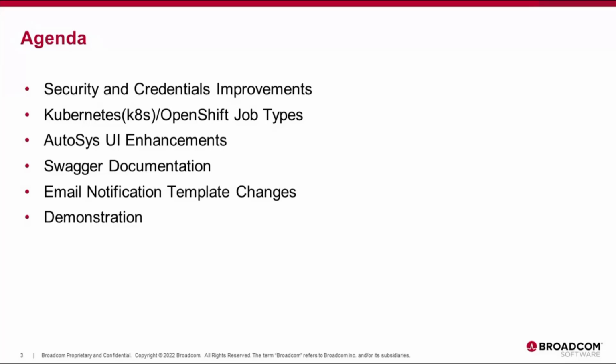Thanks for joining Mike and I today as we talk about the topic of what's new with AutoSys. Just quickly, with the agenda, we've tried to break this down into a few categories. We're going to be talking about security and credential improvements. We've got the new job types with Kubernetes and OpenShift. We've got some UI enhancements with AutoSys, the Swagger documentation, email notifications, and template changes. Then we're going to follow it up with a demonstration. Mike's going to give you a quick view of what some of these new enhancements look like. So let's go ahead and get started.